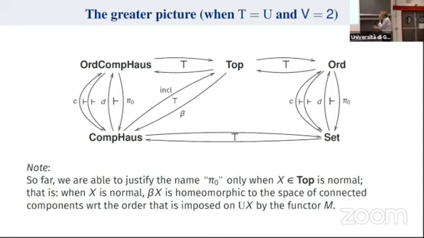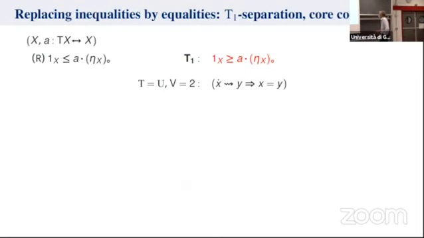So why do I call this left adjoint pi zero, the left adjoint of D? Because when you take a normal space up here, then beta X is homeomorphic to the space of connected components with respect to the order that has been imposed by the functor M. I don't know a more general thing than normality. I asked Dirk about this and he doesn't know either. So that's where it ends at the moment.